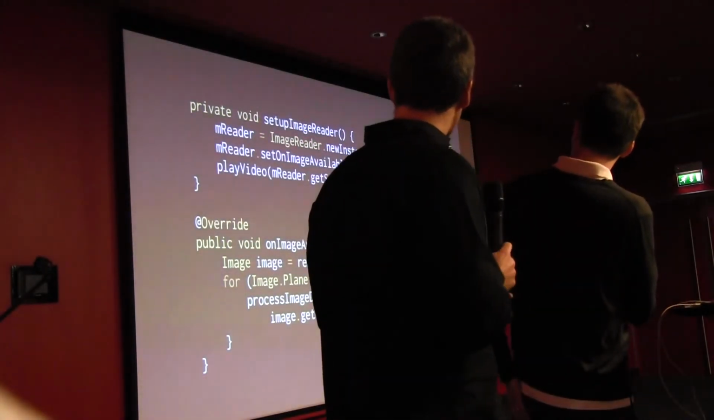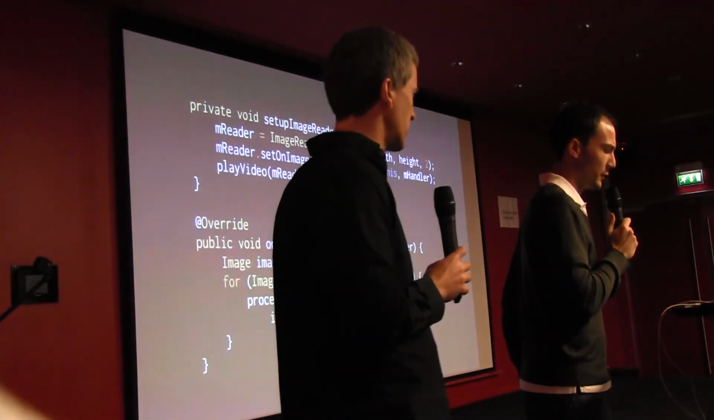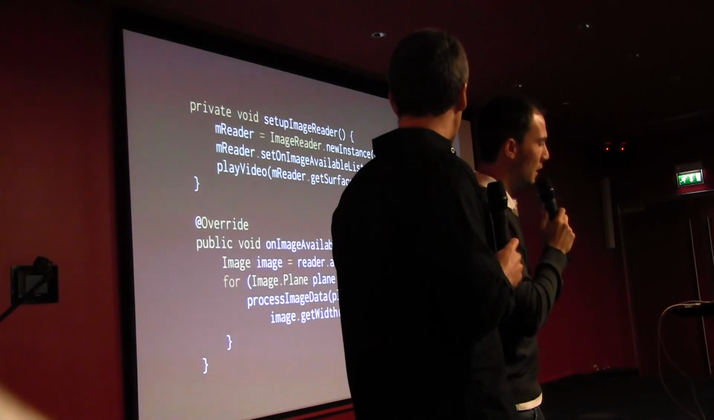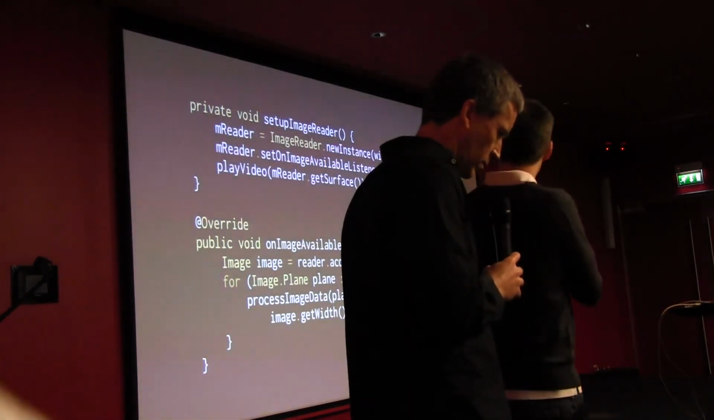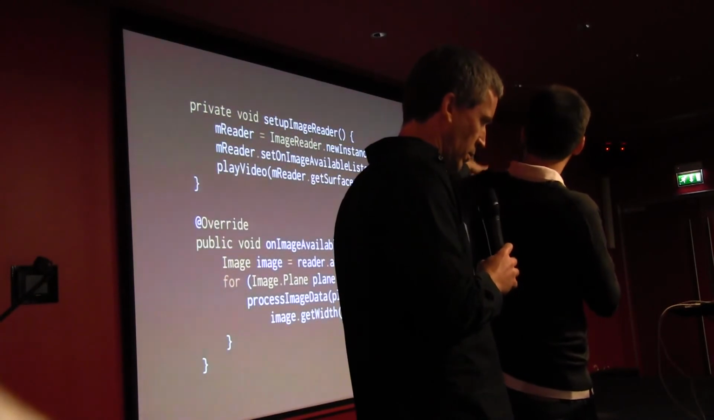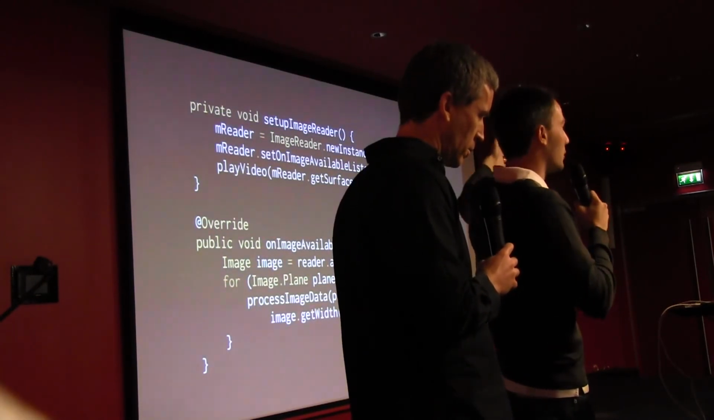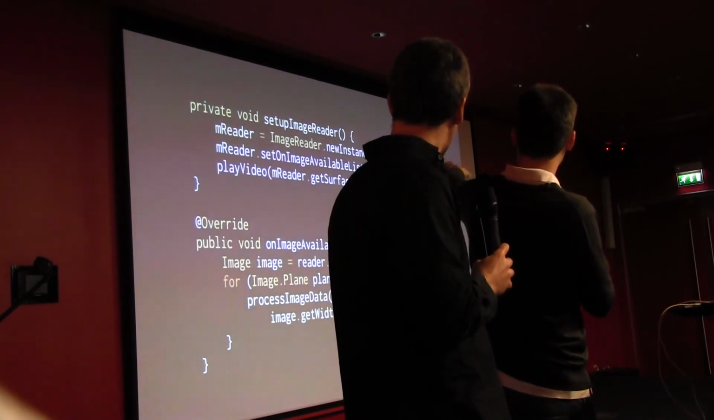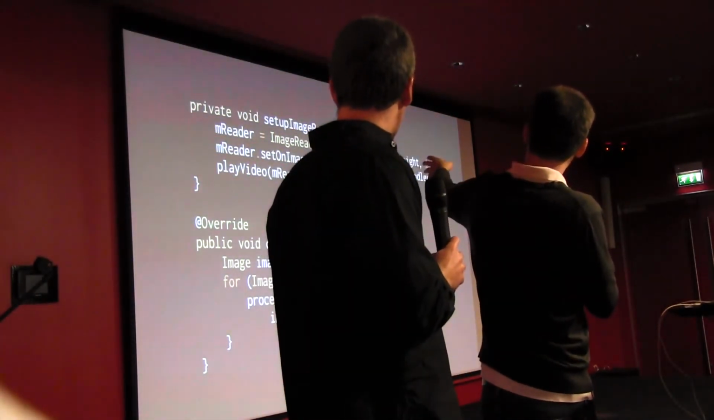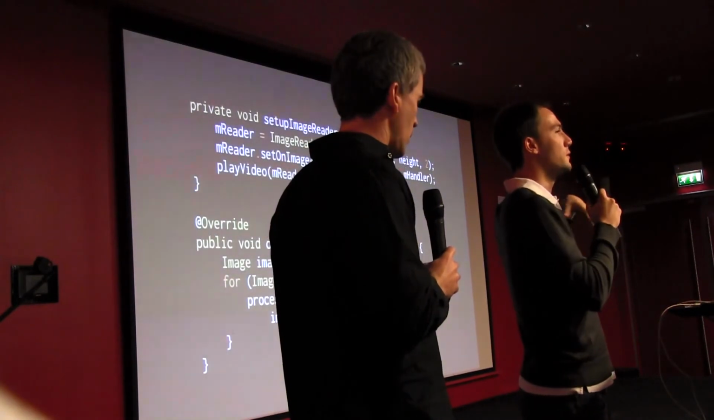Image reader, it's an API that's been requested for quite a long time. This gives you access to the content of a surface. So the idea is you create an image reader, you give it a width and a height, you indicate the number of buffers you want to be able to keep in memory, and you set up an image available listener. So then from the reader you can get a surface, and with a surface you can do many things.